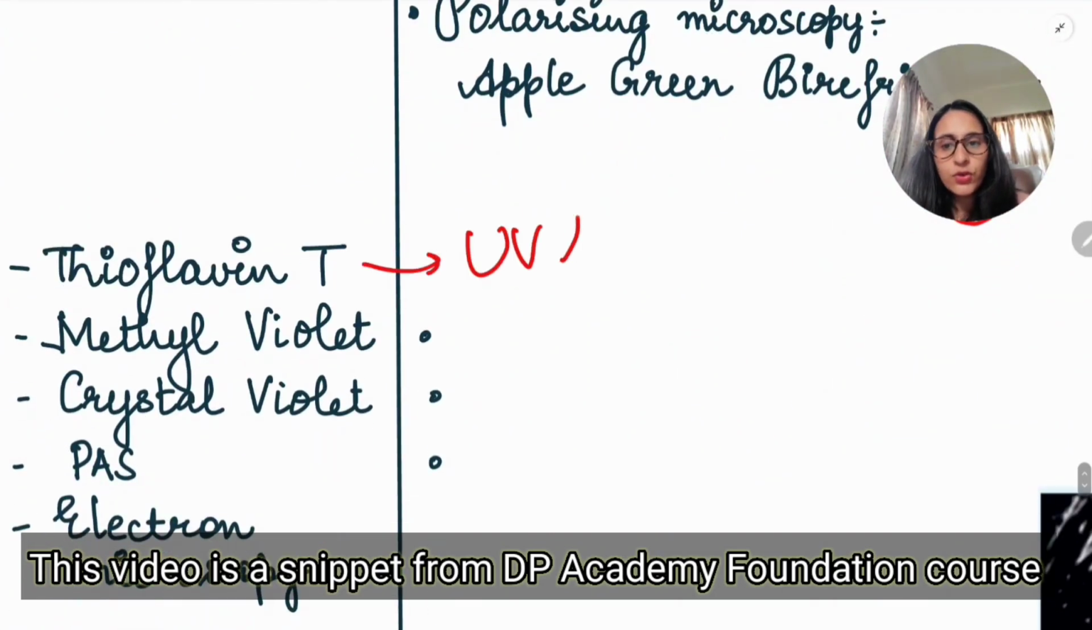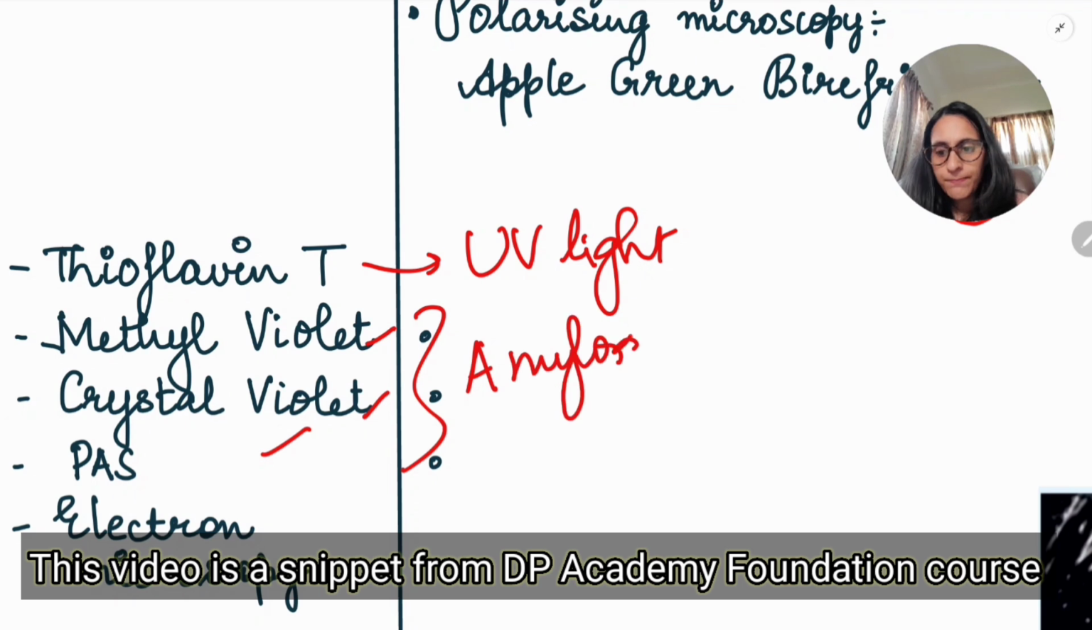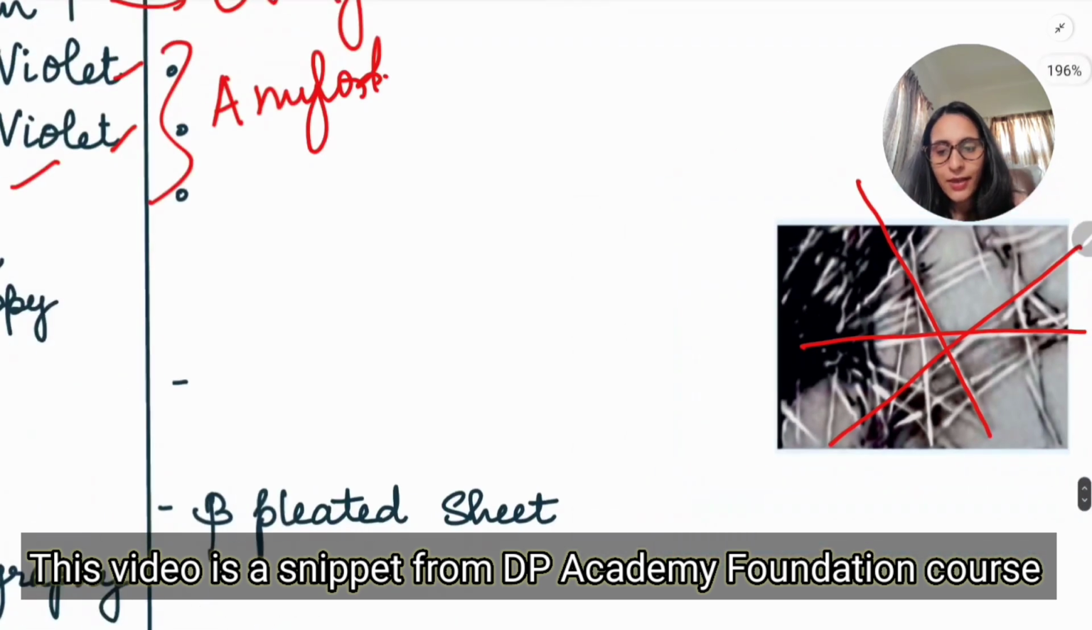Thioflavin T is seen on UV light. Methyl violet, crystal violet, and PAS stains, all of these stains give positive amyloid deposition. On the electron microscopy, this is a picture of the electron microscopic view. You can see these very long fibrils, and these fibrils are not branching anywhere. They are independently standing, and the length is indefinite. Unlimited length. You cannot calculate their length.